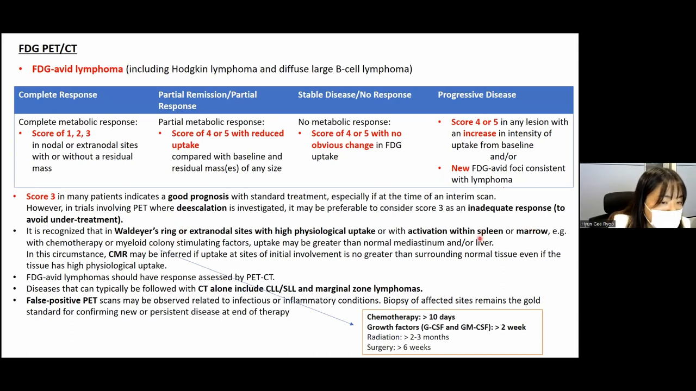And also we should carefully interpret the marrow uptake or spleen uptake, because after the chemotherapy or after administration of growth factor, these organs can have an increased uptake, but it does not mean that this organ has a lymphoma involvement. So based on the SNMMI or EANM guideline, they recommend to take FDG PET 10 days after the chemotherapy and more than 2 weeks after the growth factor, such as GCSF administration. So we should carefully interpret the uptake in the spleen or bone marrow after chemotherapy or growth factor administrations.